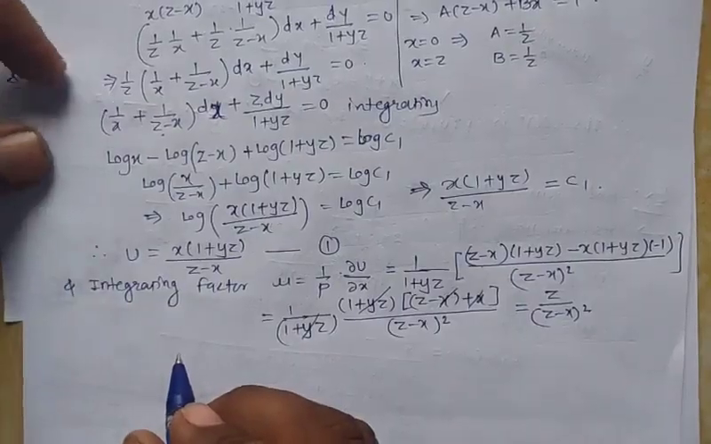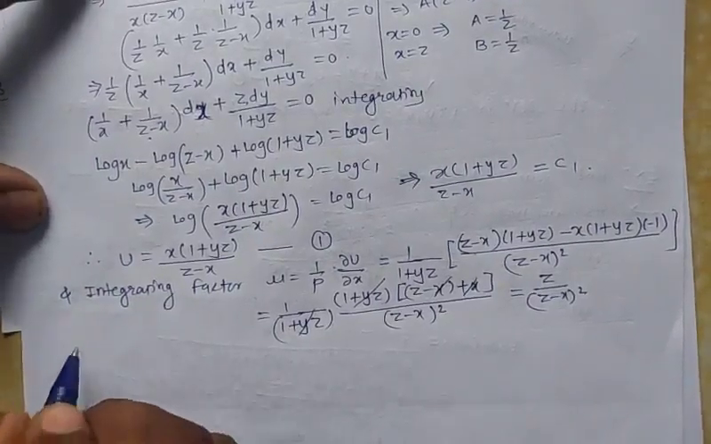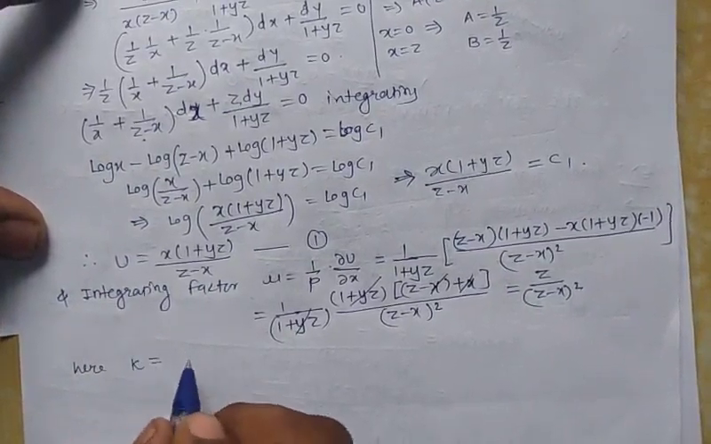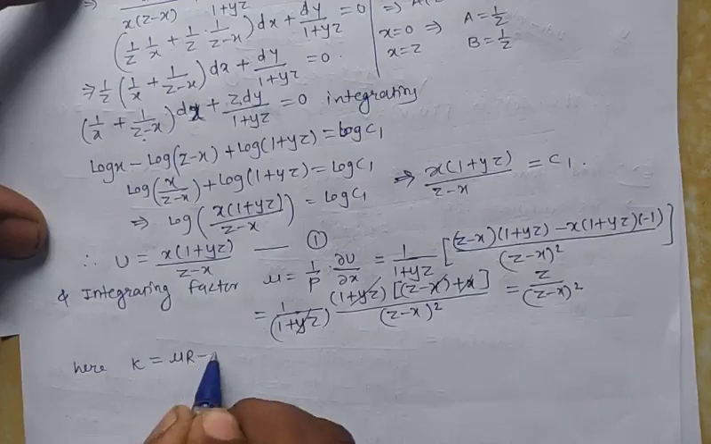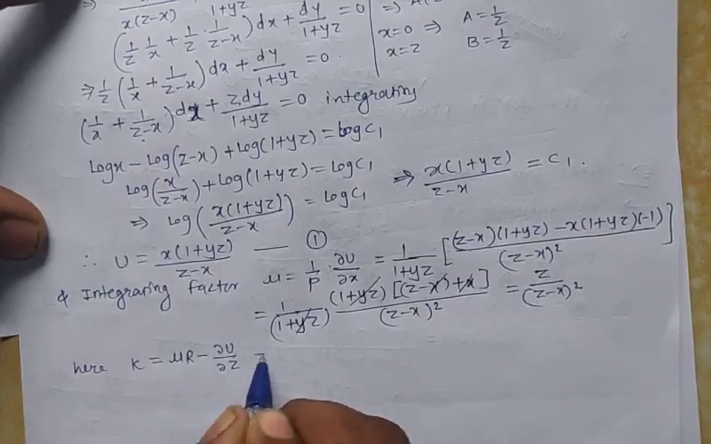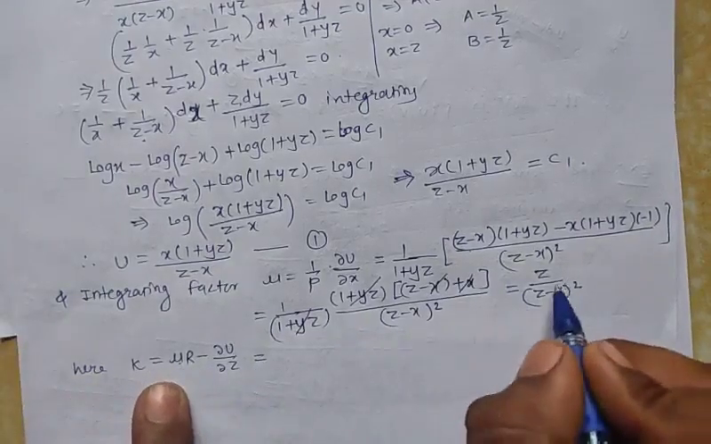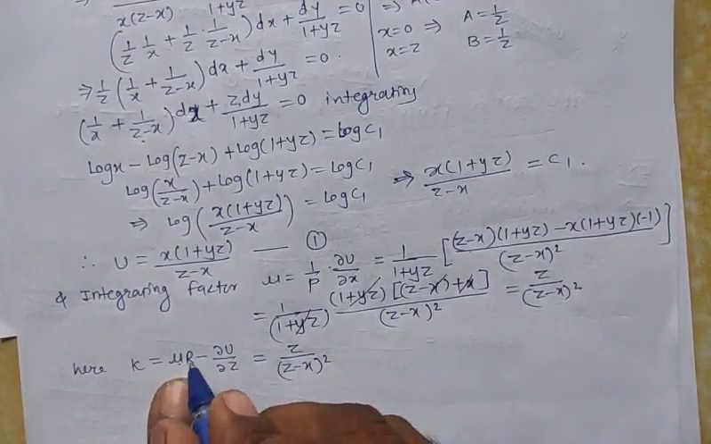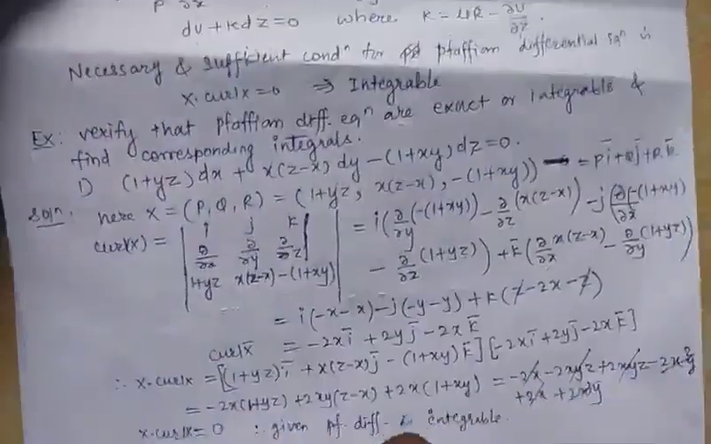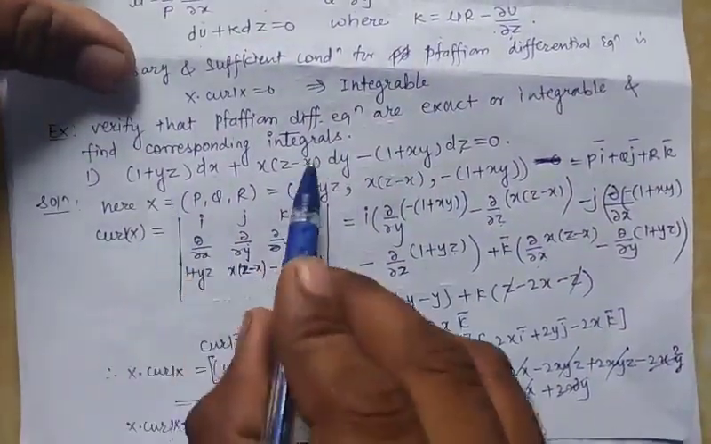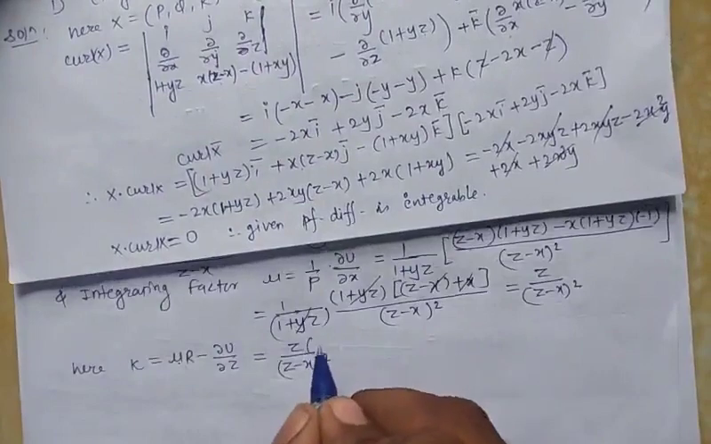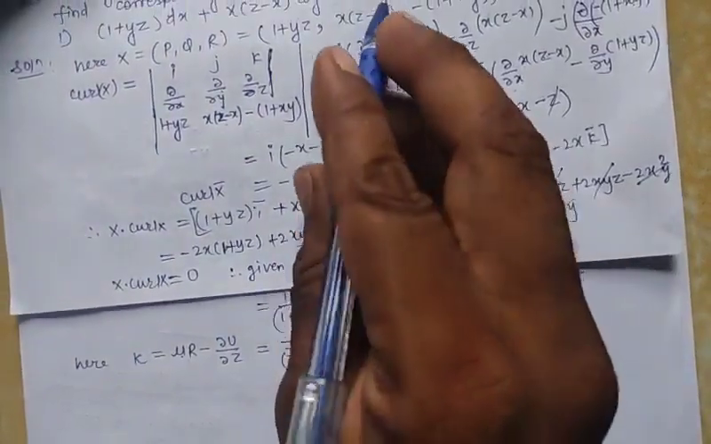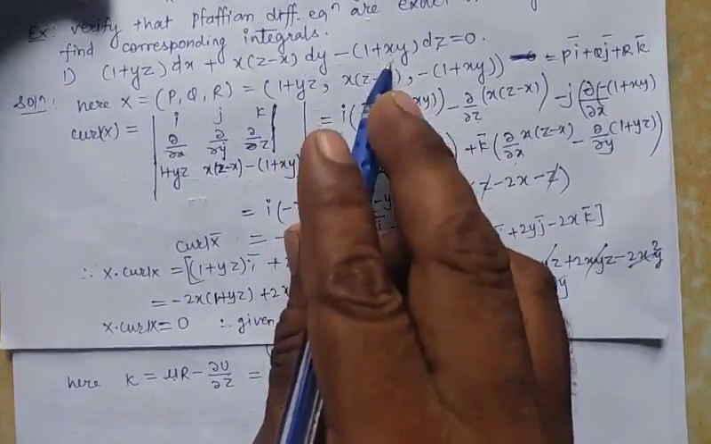Now next, to find the value of k. K is mu R minus du by dz. So what is the value of mu? Mu is the integrating factor, which is z upon z minus x bracket square. And what is the value of R? The values of P, Q and R are here. R is minus 1 plus x into y, so minus 1 plus xy.